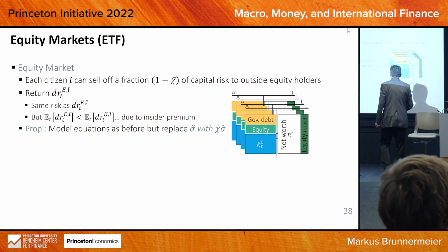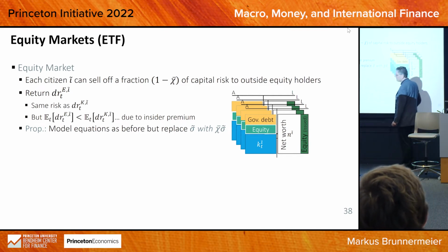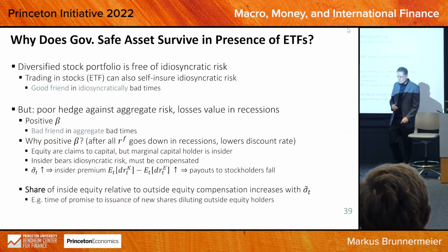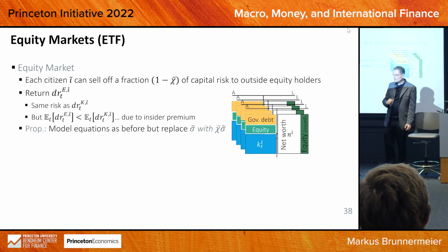Okay? Now, what you can show in this model, the model solves the same way as before. You just have to replace the sigma tilde with this chi bar sigma tilde. Okay? Chi bar is how much you still have to hold of your own risk. And if, let's suppose it's 0.7, 70%, just replace the sigma tilde with 0.7 times sigma tilde, and it's the same solution. Okay. Now, but that's not the interesting part. That's just math.